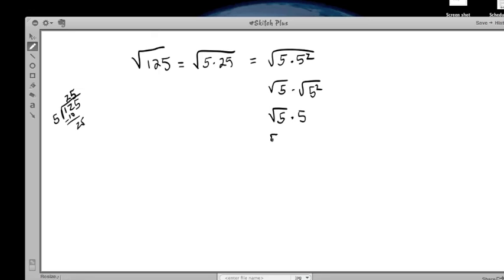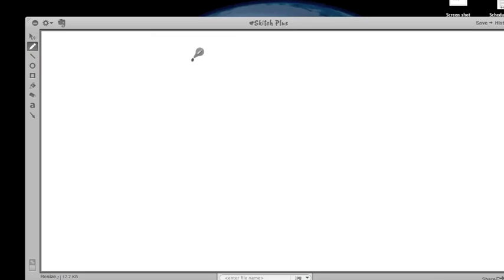Now, when I write this, I always write the non-radical part first. So I write 5 times the square root of 5 instead of square root of 5 times 5. That way my radical doesn't accidentally go over that other number.